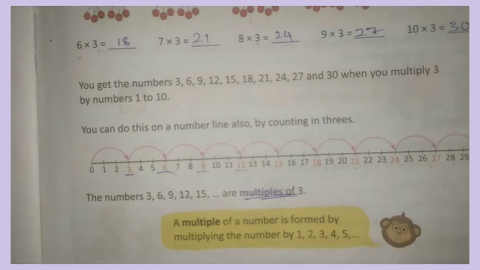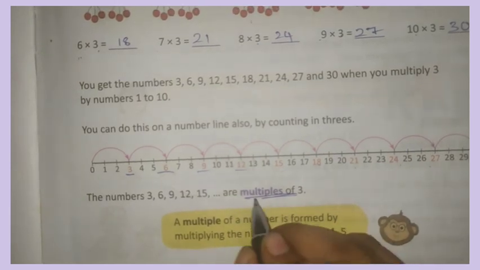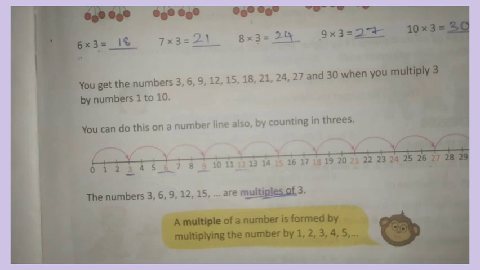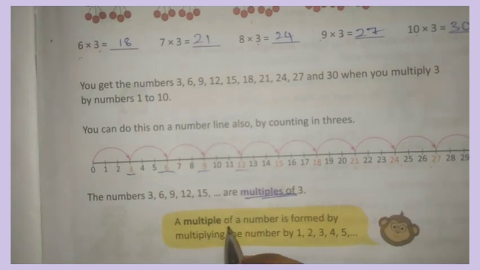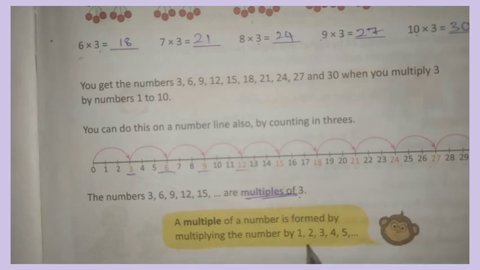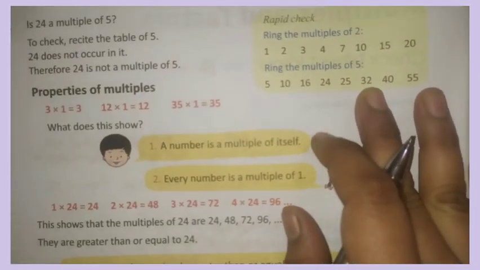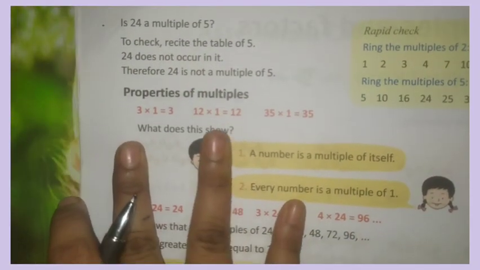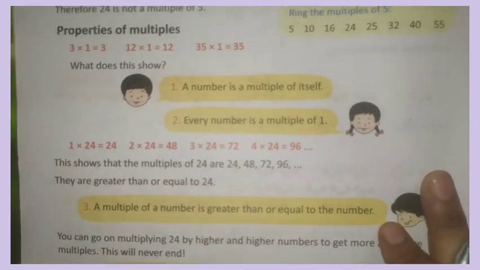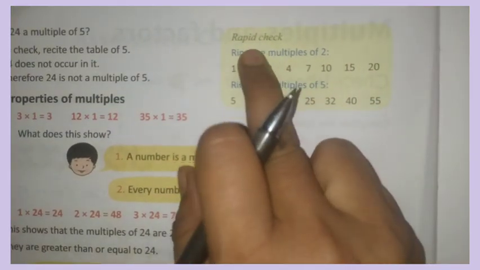Okay, if you get a question like this, find the multiples of 3, multiples of 9, multiples of 8, then simply multiply that number by 1, 2, 3, 4, and we'll get the multiples of that particular number. Okay, look here, properties are given. Before that, we'll do this rapid check.